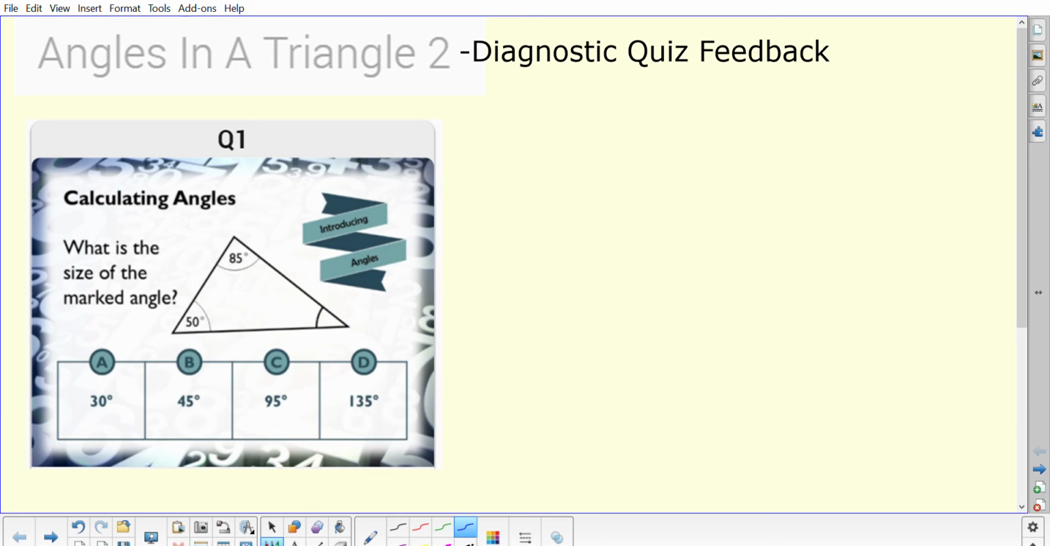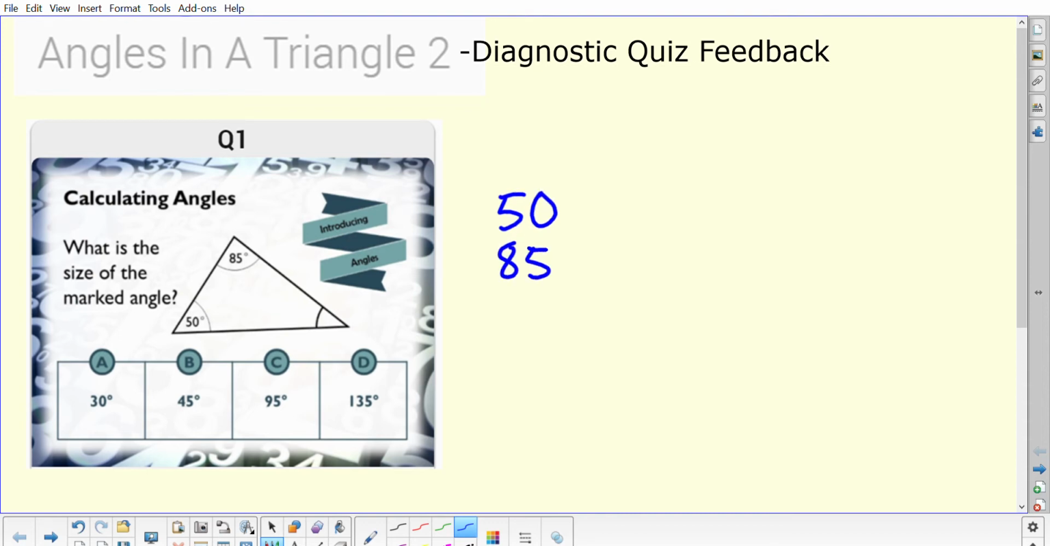So in this second diagnostic quiz checking your work on angles in a triangle, first question, fairly straightforward it is, do you know what the angles in a triangle should add up to? Because if you do, then this one should be quite straightforward.